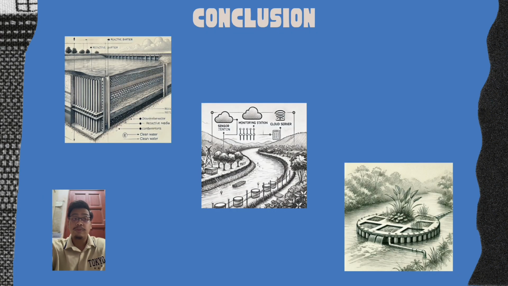In conclusion, water pollution remains one of the greatest challenges of our time. However, with innovative and sustainable solutions like the hybrid reactive barrier, the integrated real-time monitoring system, and the floating treatment island, we have the tools to make a meaningful impact. This solution demonstrates the power of combining engineering, technology, and nature to create a cleaner, safer environment for future generations.